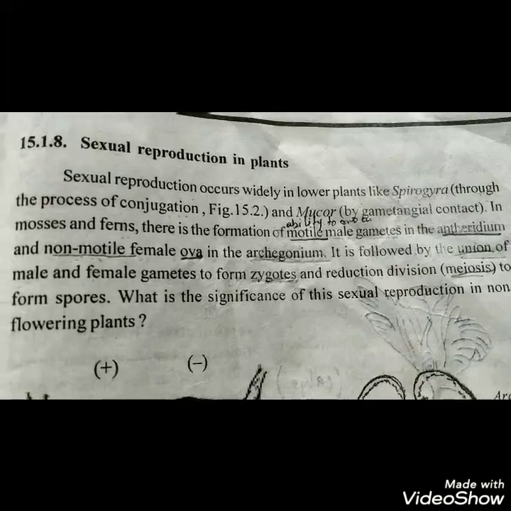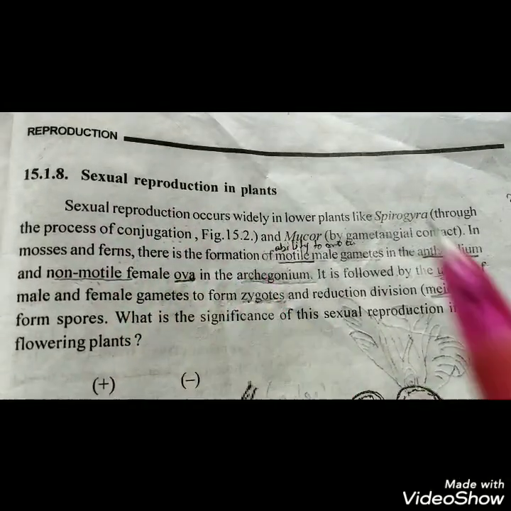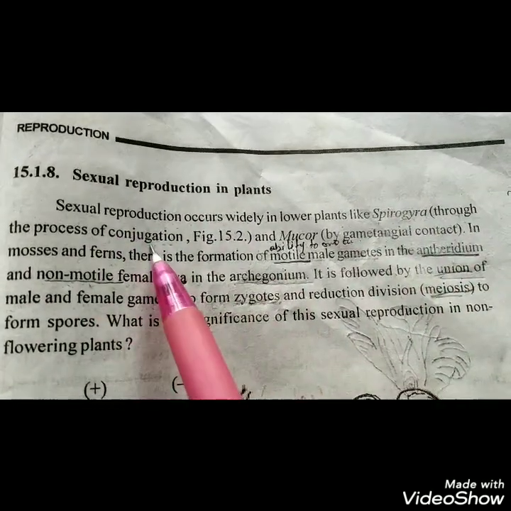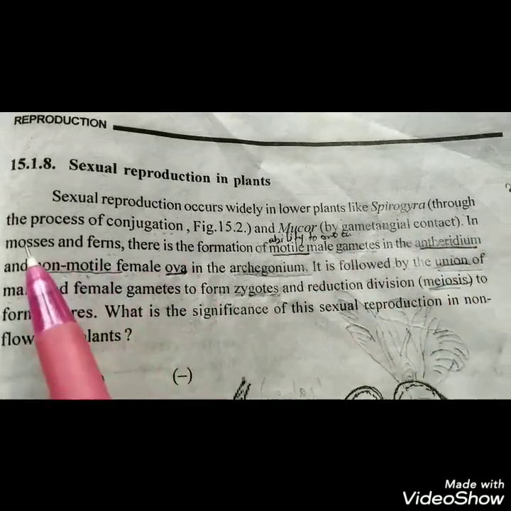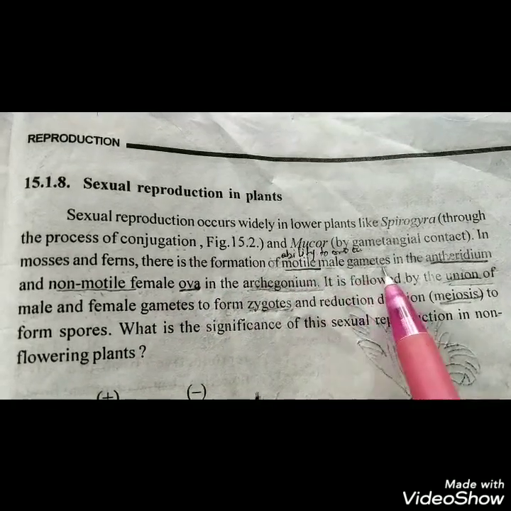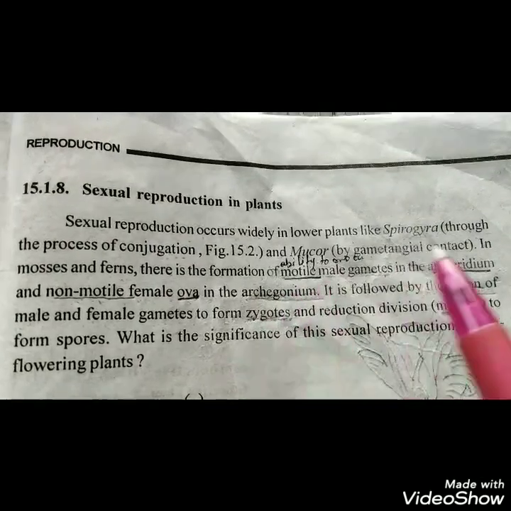The next topic is sexual reproduction in plants. Sexual reproduction occurs widely in the lower plants, like Spirogyra through the process of conjugation and Mucor by gametangial contact. In the mosses and the ferns, there is formation of the motile male gamete in the antheridium. Motile means ability to move.